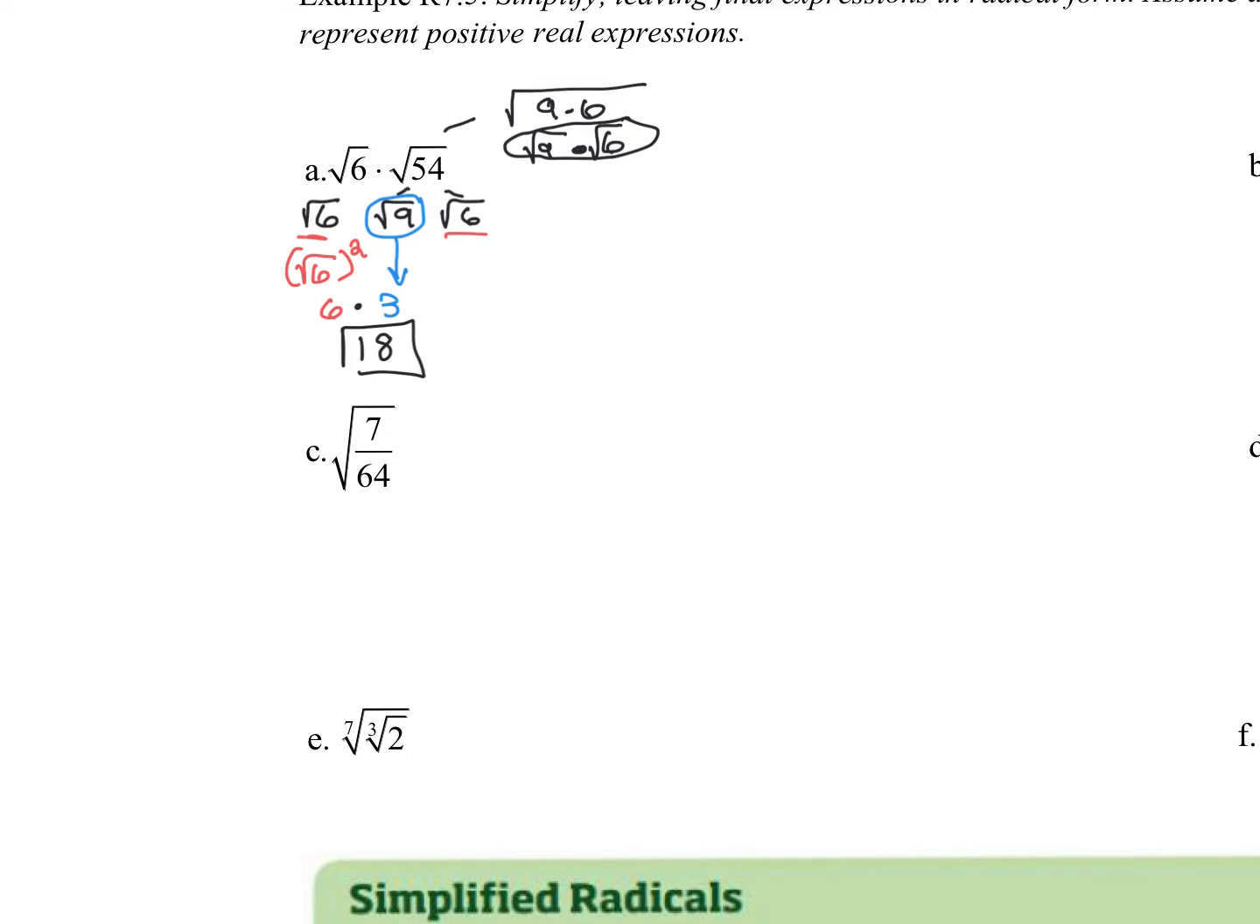Okay, letter C. So I get the square root of 7 on top, and then on bottom I can square root separately, square root of 64. Square root of 64 is 8, so this is the square root of 7 over 8.